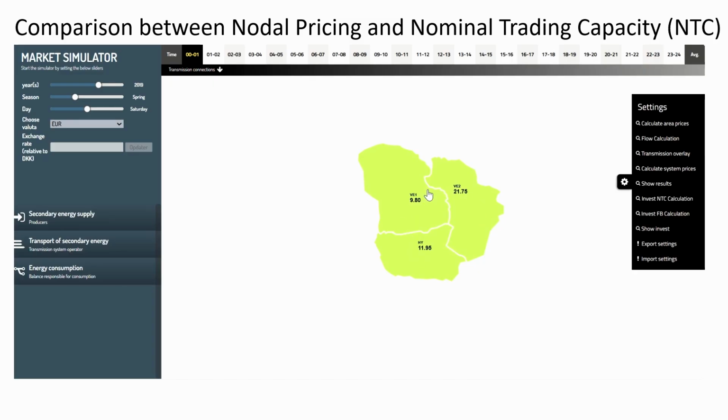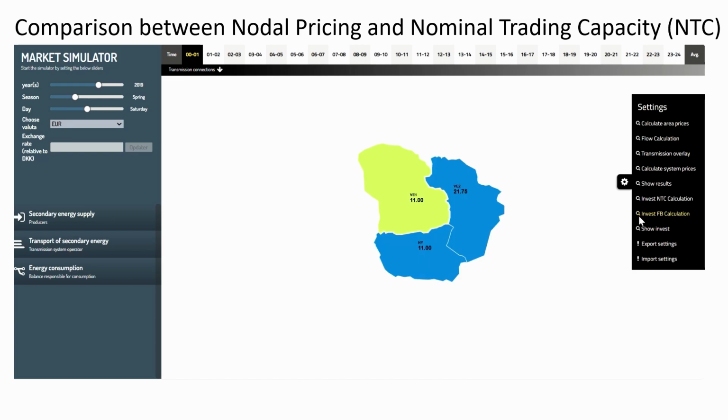If you just look at this here, all these prices, and remember the prices, then I do a normal trading capacity calculation here. And then you can see here the price here in V1 is the same because there's no changes here. But you can see now the prices in VE1 and HI are becoming the same. And that is due to the fact that the model believes that you can send a lot of power from V1 to HI in order to have the same prices in the 2 areas.